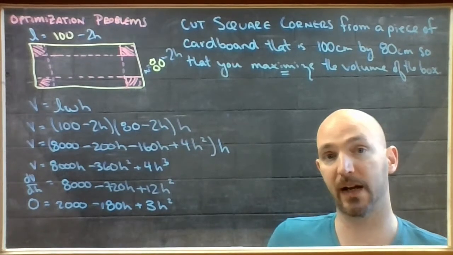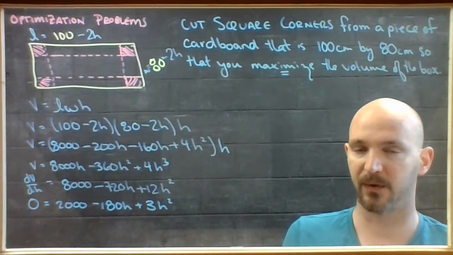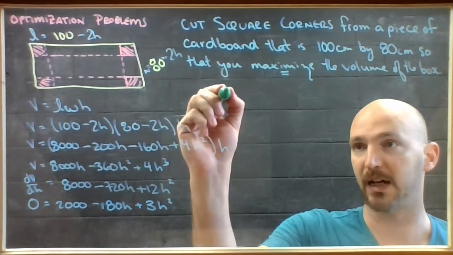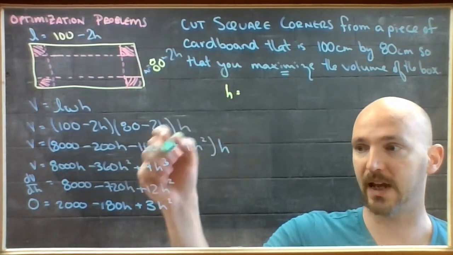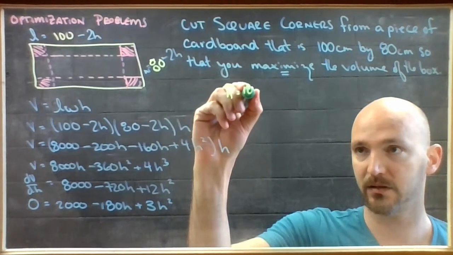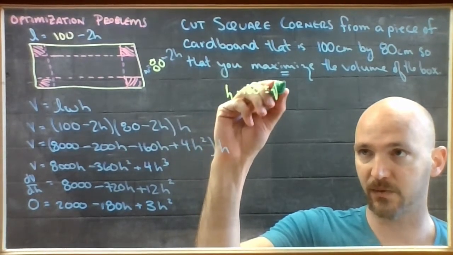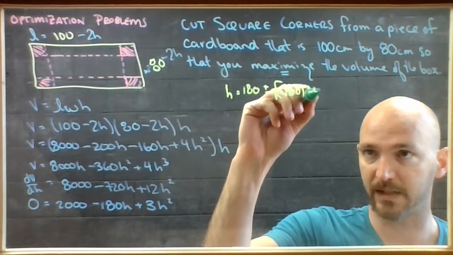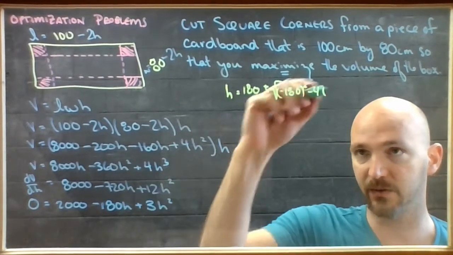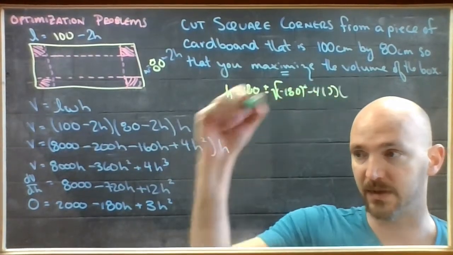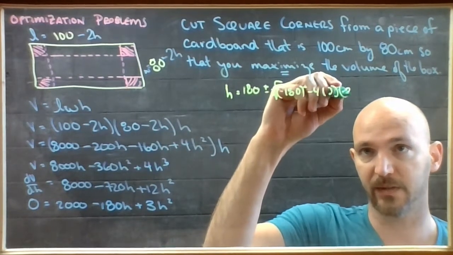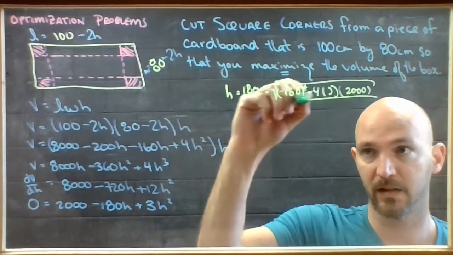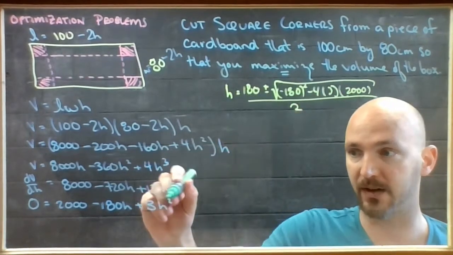So I have a quadratic there, which I could solve with the quadratic equation. So I'm going to give that a try. My height would be negative b plus or minus the square root of b squared minus 4 times the a value, which is 3, times the c value, which is 2,000, divided by 2 times the a value, which is 3.